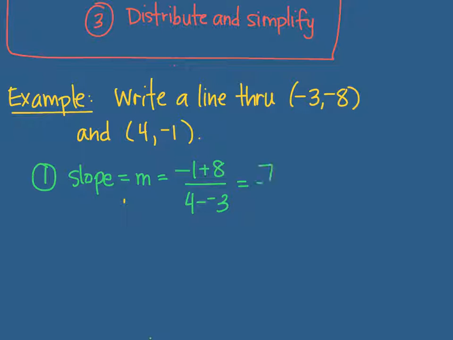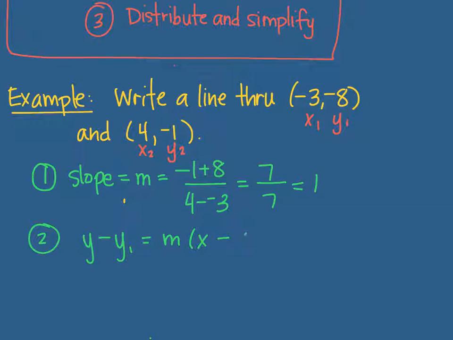Now what can we do then? Now we can reduce. Okay, number 2. We want to plug into the point slope equation. So we want to make sure that we got everything right, x1 and y1, x2 and y2. So when we plug into y minus y1 equals m that we just got, x minus x1, so we're going to have y minus, y1 is -8, so it's a double negative. The slope is 1, and x1 is -3.